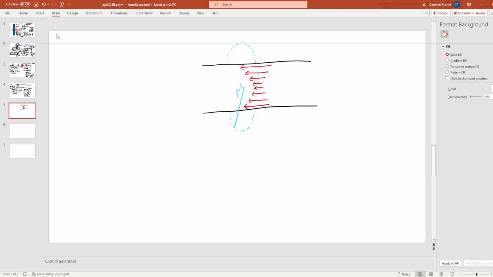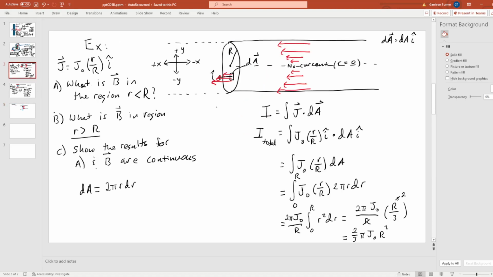And so now my Amperian loop encompasses the entire current, the I total that we calculated right here.